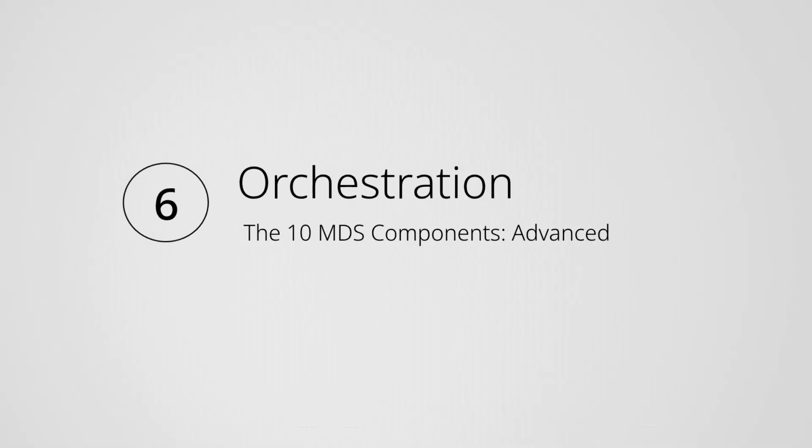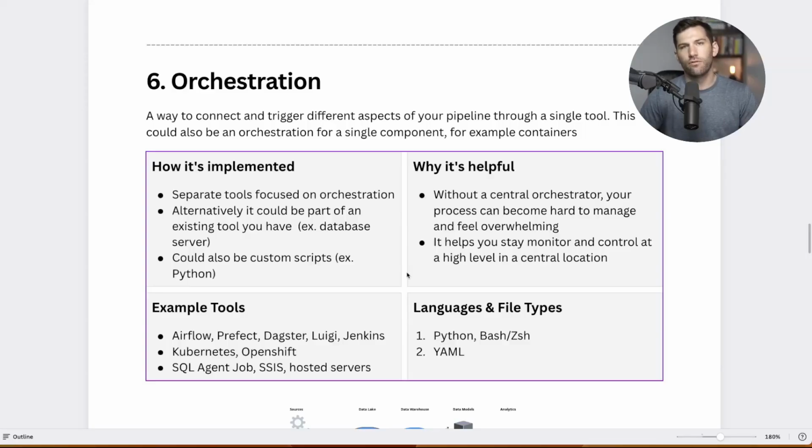So the first one we're going to talk about is orchestration. And I will say this one is kind of on the border of whether or not this is an essential or not. And these are most commonly nowadays separate tools or separate functionality to automate and glue your whole process together. And this is really helpful because without a central orchestrator of some sort, your process can become hard to manage and feel a little bit overwhelming. You have different things happening at different parts. You can sometimes lose that control over what's happening or the visibility.